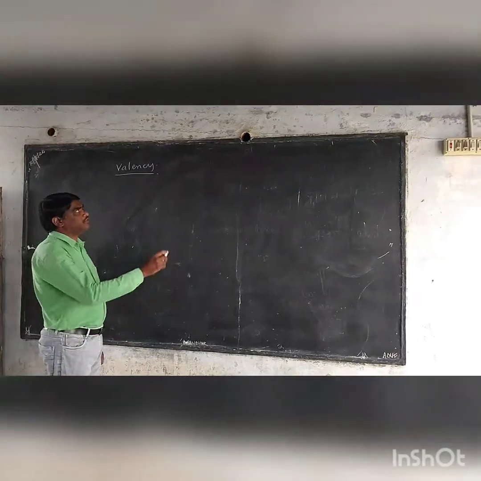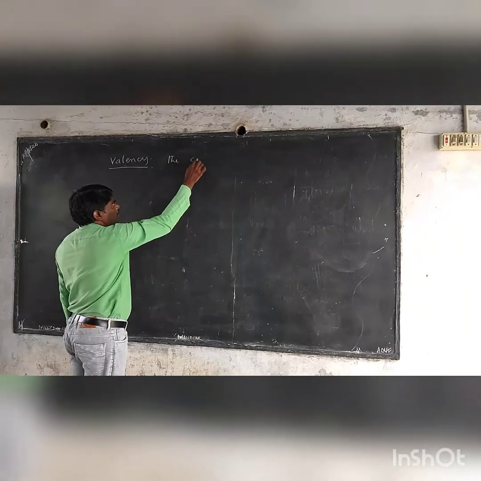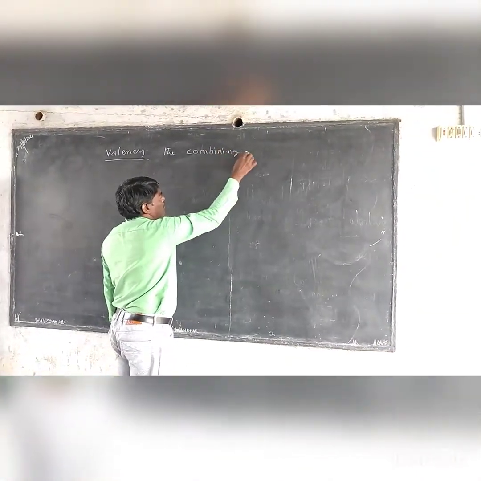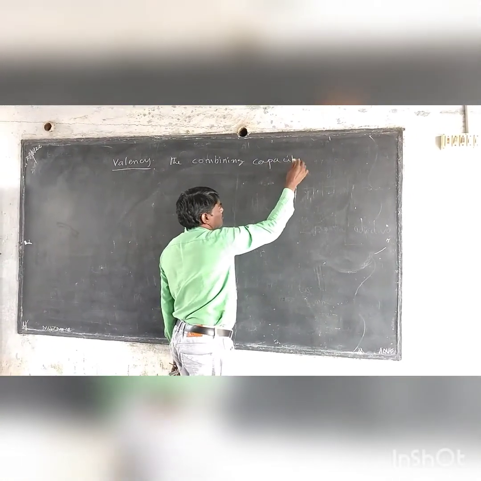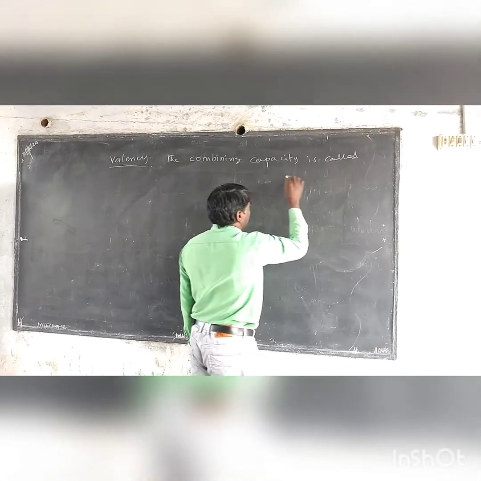The combining capacity of an element is called valency.